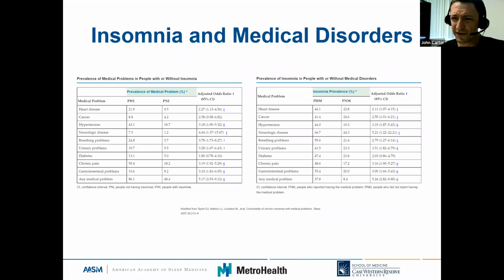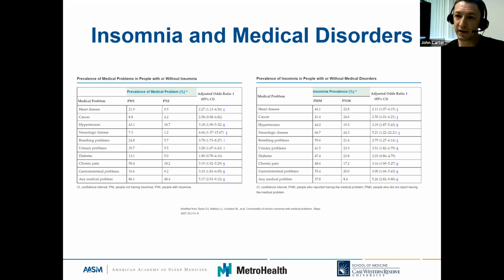These may be somewhat difficult to read. I apologize for that. But what we're looking at here are two tables examining the prevalence of medical problems in people with insomnia. That's on the left. And on the right, we have the prevalence of insomnia in people who have medical disorders. So sort of two ways of looking at a similar question.